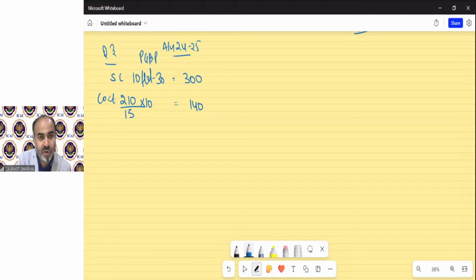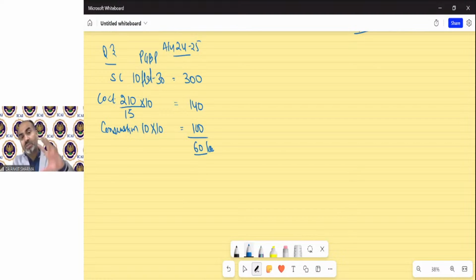That becomes 140. Then we have done construction after the conversion. On each flat, we expend 10 lakh rupees for the purpose of construction. So 100 lakh has been expended on 10 flats. So my business income will come to 60 lakh rupees. It's this simple. Now you can see the question is huge. The solution is so simple.